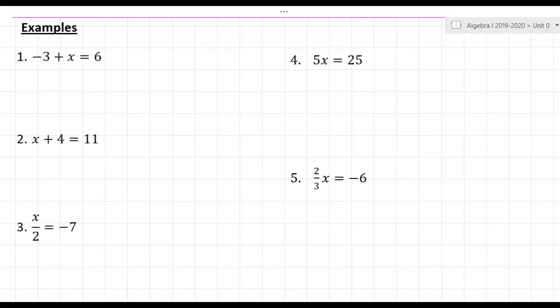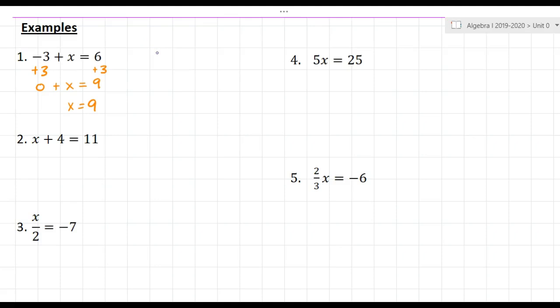Let's do some examples together to practice these properties. The first example, -3 plus x equals 6. The goal is to get x by itself, so I want to move the number away from x. If I want to get rid of -3, then I need to add 3. If I add 3 to the left-hand side, I need to add 3 to the right-hand side. -3 plus 3 is equal to 0. So I have 0 plus x equals 6 plus 3, which is 9. 0 plus x is just x, and I get x equals 9.